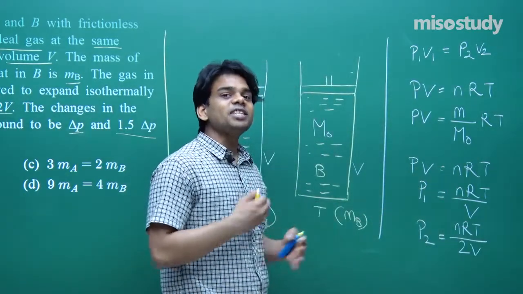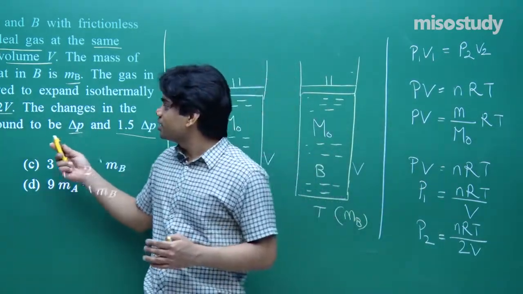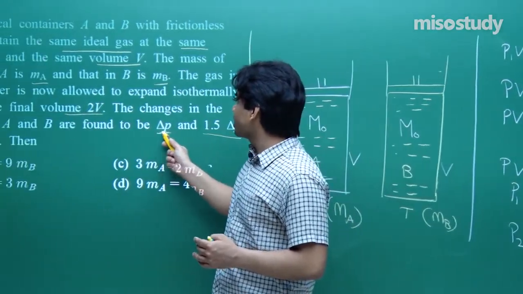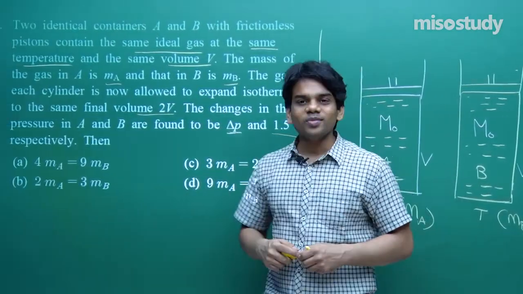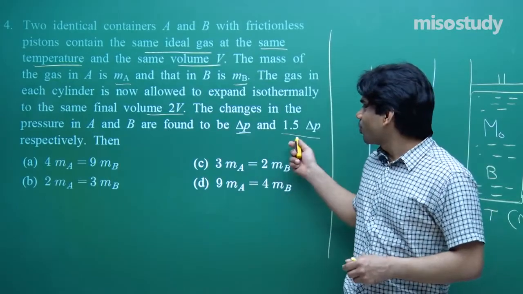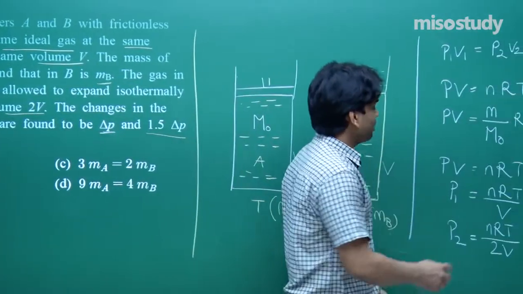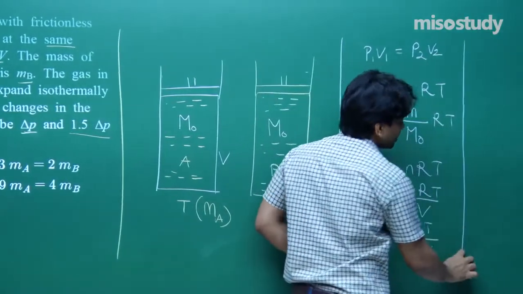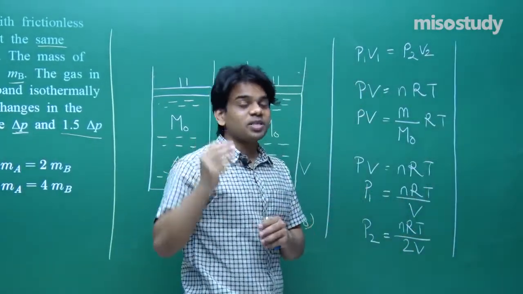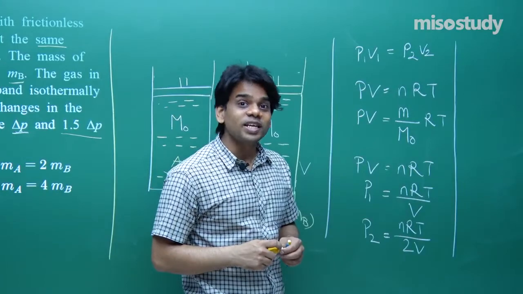Now there is a change in pressure, you see it's delta P for A and 1.5 delta P for B. If I talk about change in pressure, let me write down here, since it expands, temperature remains same, pressure is going to decrease.